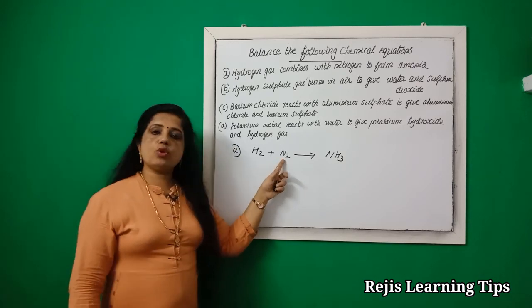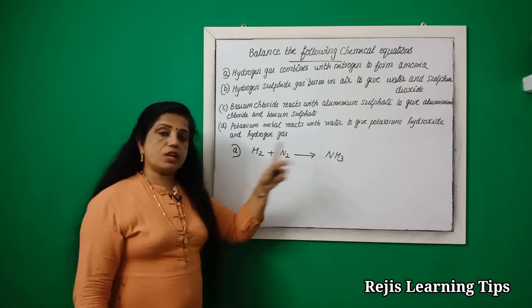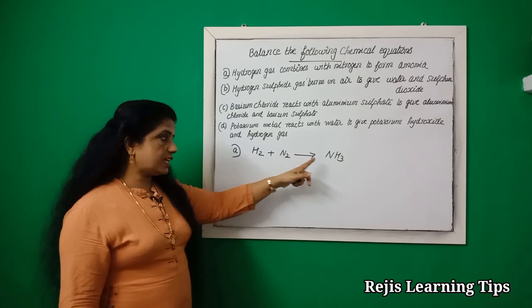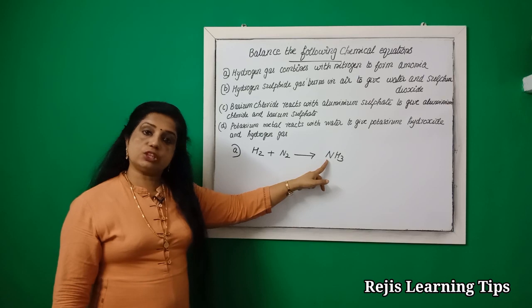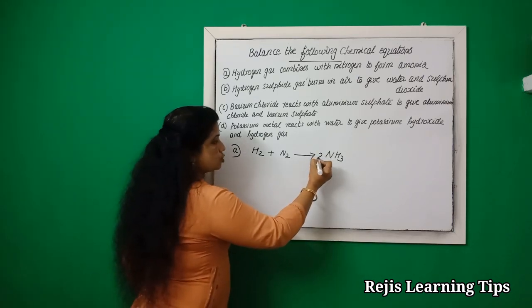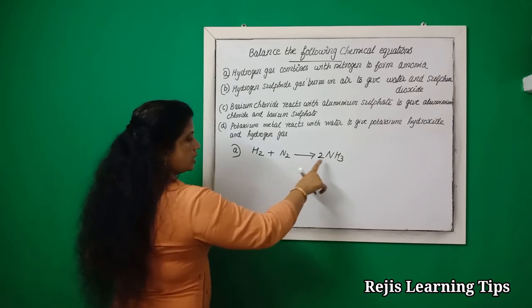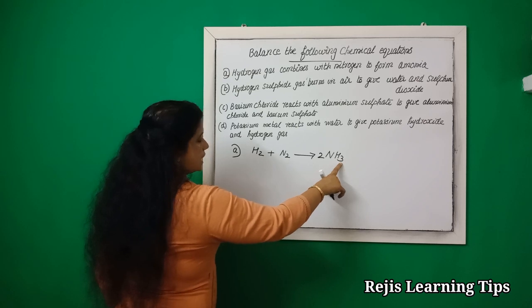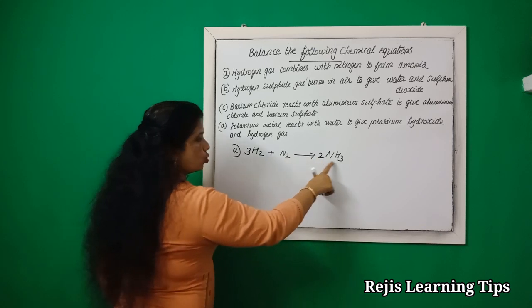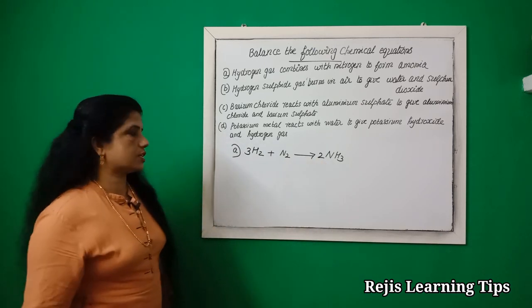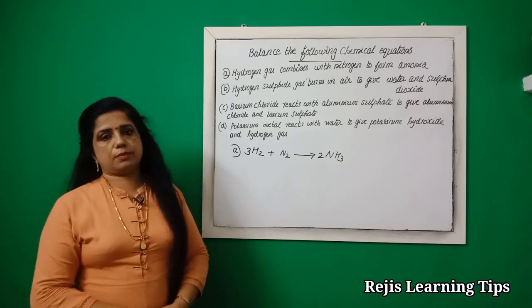You know here two nitrogen atoms are on the reactant side, but on the product side only one nitrogen atom, so we can multiply the product side by 2. So nitrogen is already balanced there, then 2 into 3 means total 6 hydrogen atoms are there, so we can write here 3. So 3H2 plus N2 gives 2NH3. This equation is a balanced chemical equation. Balanced chemical equation means the number of atoms on the reactant side and product side must be the same.